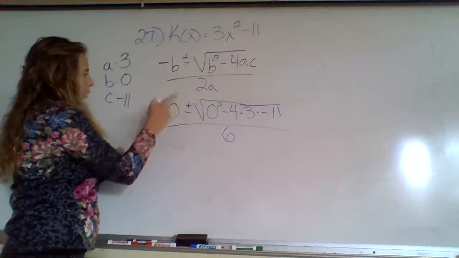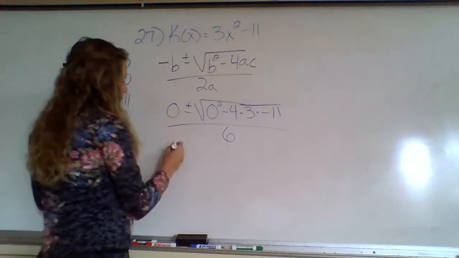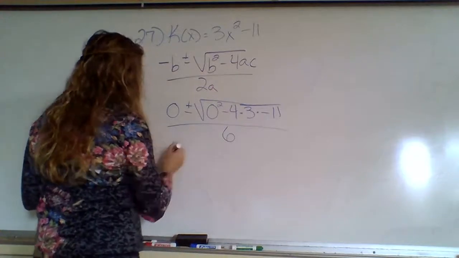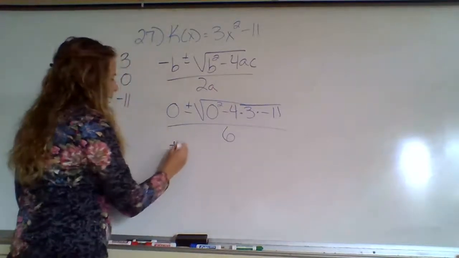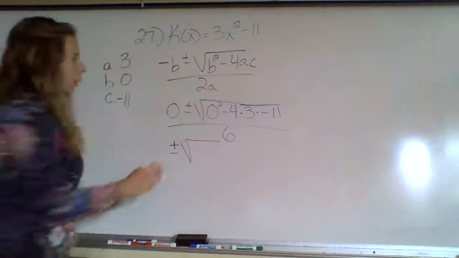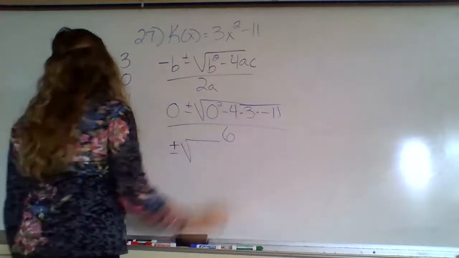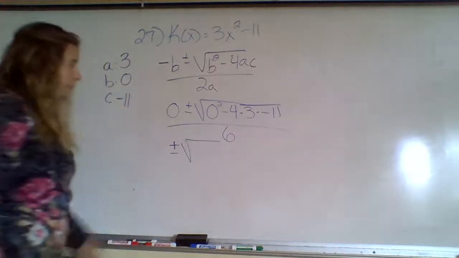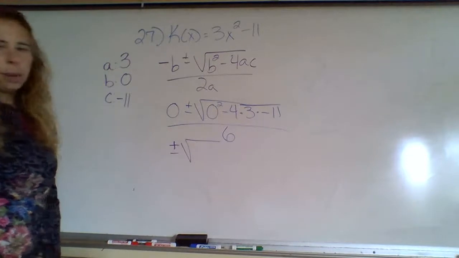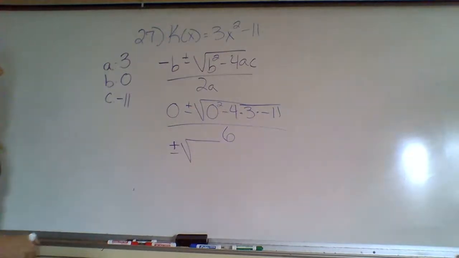So there's 0, so that's nothing. So really all you have is plus or minus. We don't even need that, I guess. But yeah, you do, because it's going to be positive and negative still. The square root, 0 squared is just 0. So you have negative 4 times negative 11, which is positive 44. Positive 44 times 3.